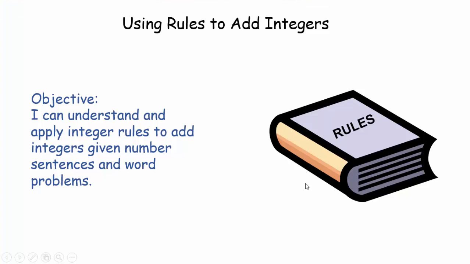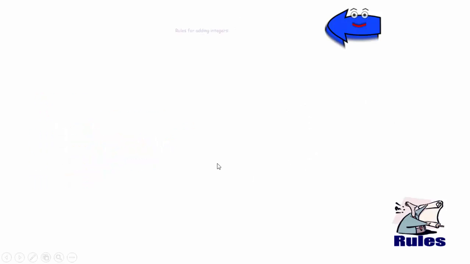Tonight we'll be using rules to add integers. Up to this point we've used number lines. Now we're going to start using some rules. That way we don't have to rely so heavily on our number lines. I can understand and apply rules to add integers given number sentences. We'll work on word problems soon, but not tonight.